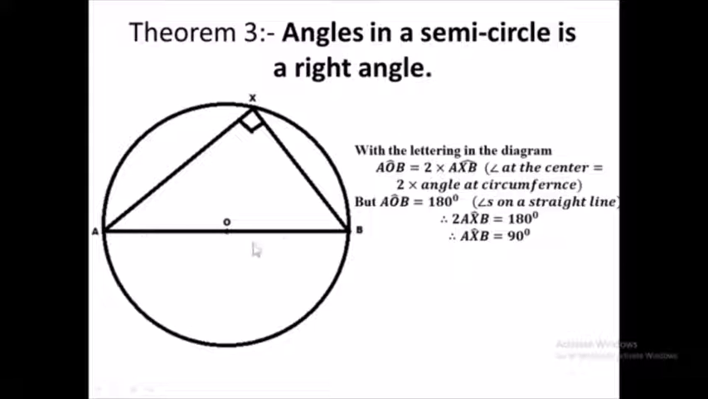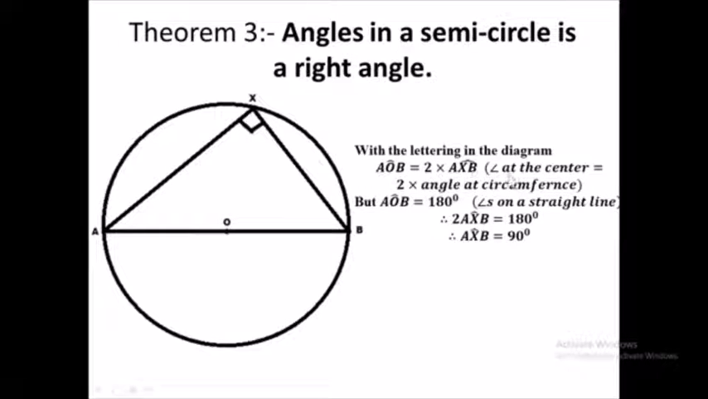Now look at this diameter AOB, and chords are joined to it called AX and XB. Where these two chords meet, an angle is formed at the circumference, and that angle is what we are talking about, and that angle is 90 degrees.